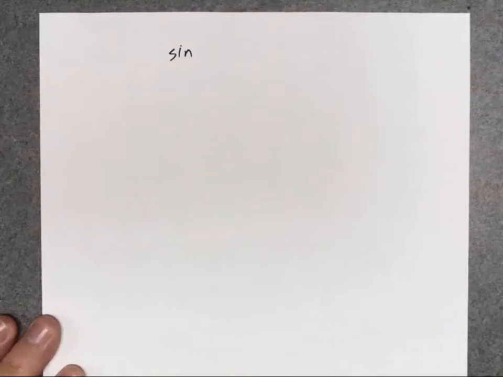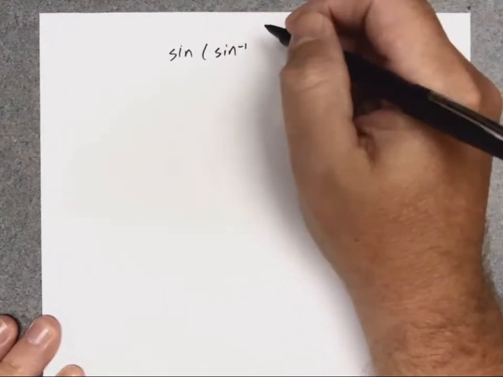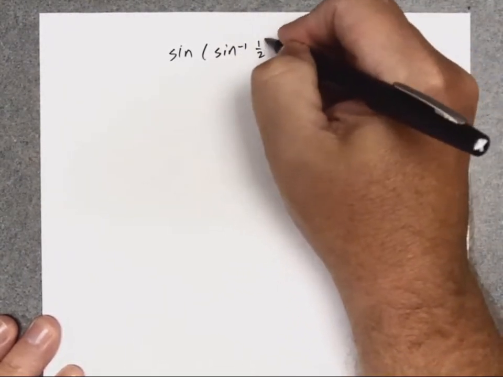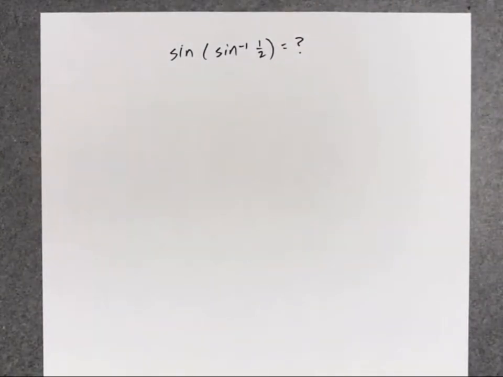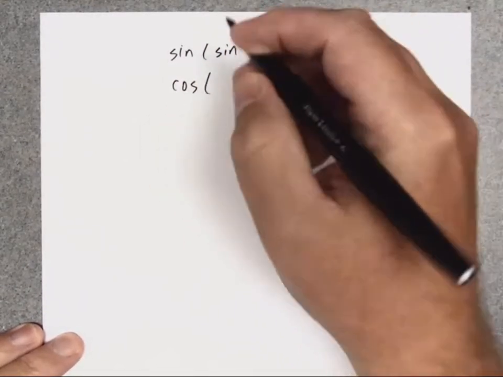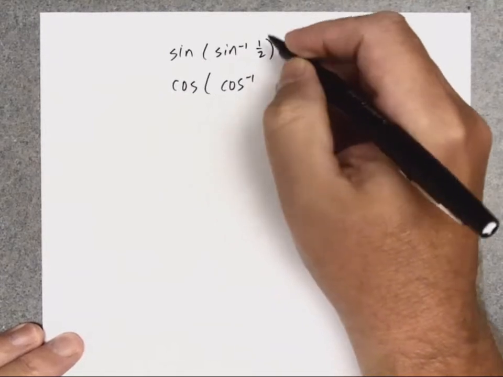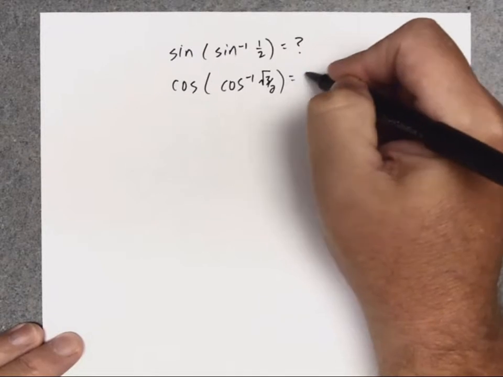Sometimes you have things like this: the sine of the inverse sine of 1/2 equals what? You might have the cosine of the inverse cosine of square root of 3/2 equals what?